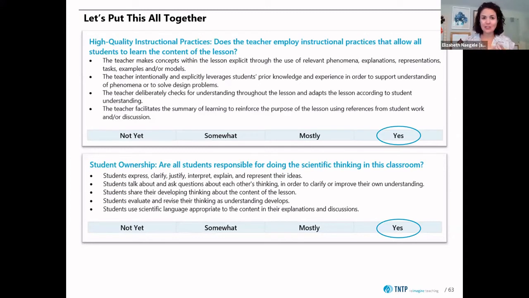We also saw students doing a lot of the work of the thinking of the classroom. They were sharing their developing thinking with each other, asking questions, and using scientific language in the models they were drawing. So this is a lesson where we see the teacher thinking really intentionally about the practices they're using to engage students in the content, and to make sure that the students are the ones charged with doing the thinking.